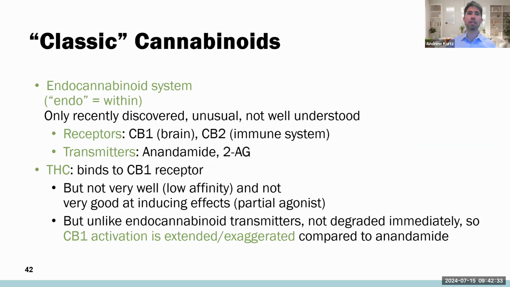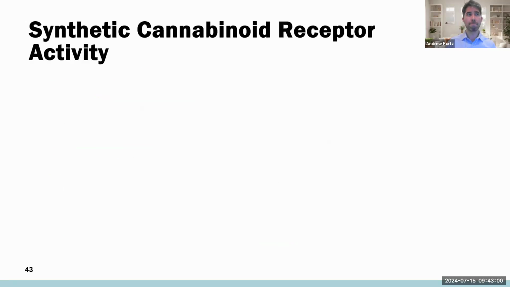Classic cannabinoids act on the CB1 and CB2 receptors. The anandamide transmitters will bind to those receptors. THC has a low affinity, and it's not very good at inducing those effects. But again, unlike endocannabinoid transmitters, it's not degraded immediately, so CB1 activation is extended or exaggerated compared to endogenous anandamide.